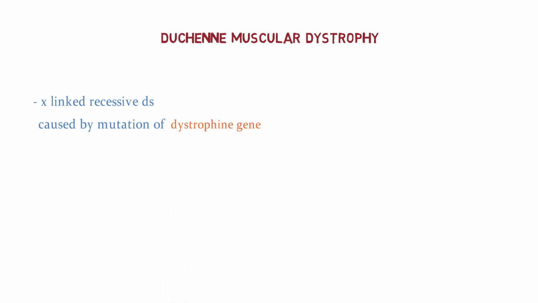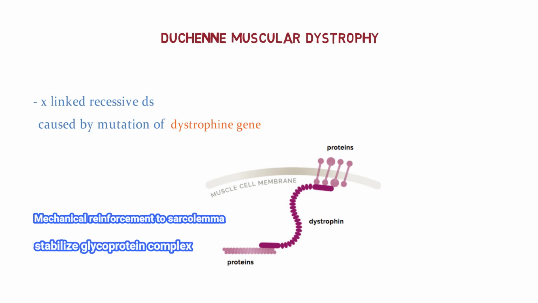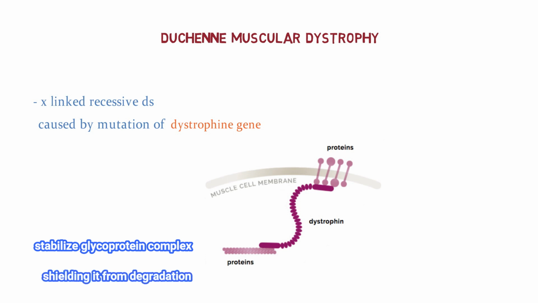Now look over this image. Here we have this dystrophin gene, right? And this dystrophin protein is located on the cytoplasmic face of the muscle cell membrane, functioning as a component of a large, tightly associated glycoprotein complex. Basically, it provides mechanical reinforcement to the sarcolemma and stabilizes the glycoprotein complex, shielding it from degradation, right? So these are the uses of this dystrophin.